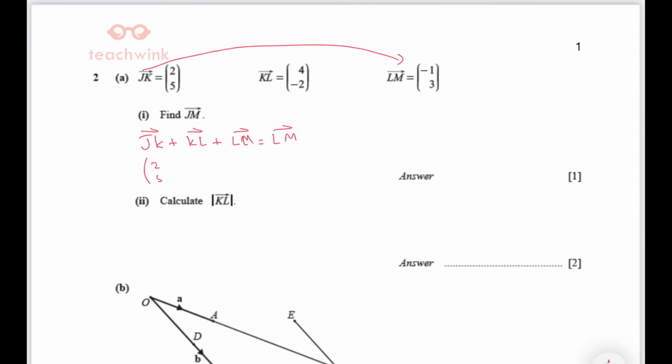JK is (2, 5), KL is (4, -2), LM is (-1, 3). Okay, so when we add all of them, 2 plus 4 becomes 6, 6 minus 1 becomes 5, 5 minus 2 becomes 3, 3 plus 3 becomes 6. So the vector JM is (5, 6).